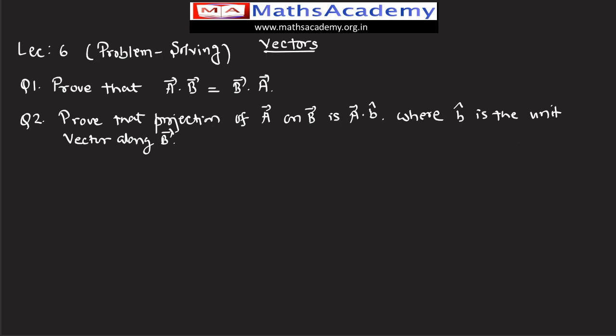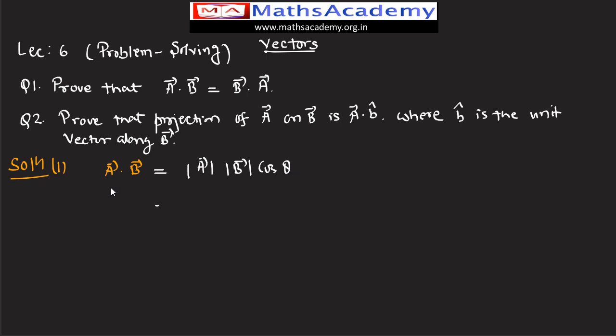Starting with the first question, it says prove that A dot B is the same as B dot A. We are going to apply the definition of A dot B. A vector dot B vector is equal to the product of the magnitudes of vectors A and B, and the cosine of the angle theta between them.